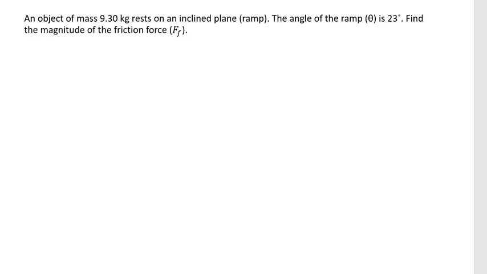So an object of 9.3 kilograms rests on an inclined plane. The angle of the ramp is 23 degrees. Find the magnitude of the friction force. So notice the object is at rest. It's resting on the inclined plane. So we know some of the forces are equal and opposite because there's no acceleration. The object is at rest.